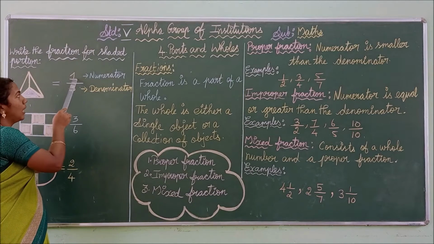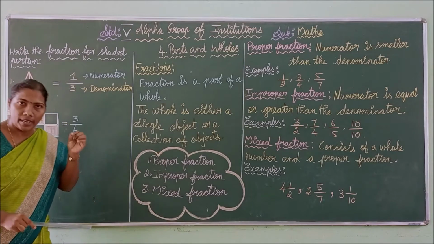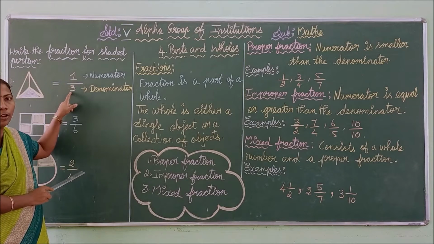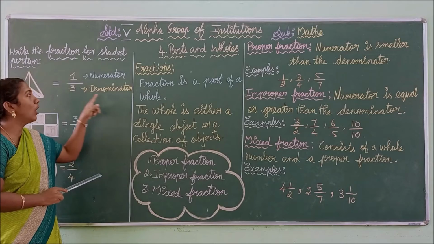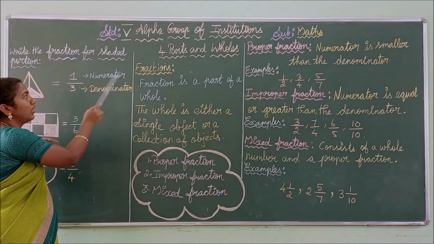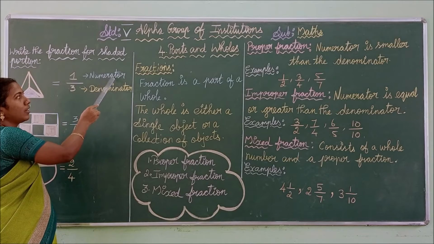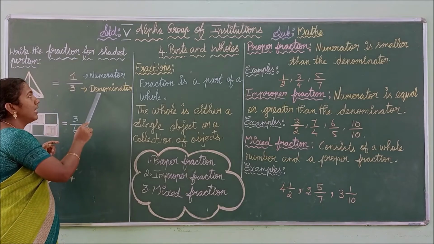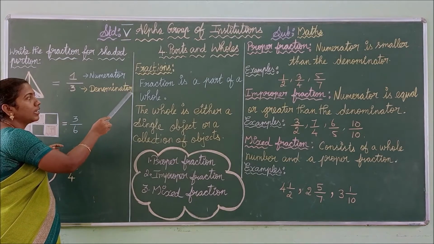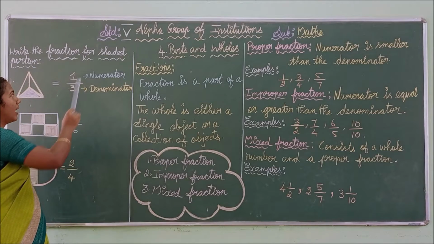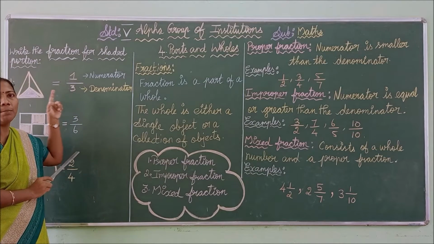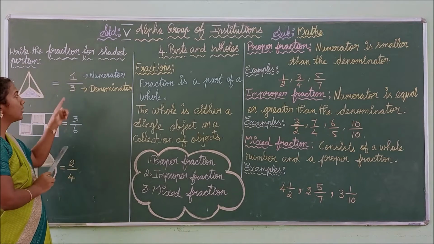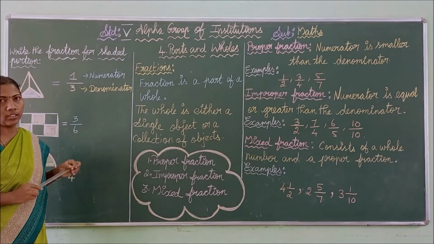You call the number in the upper part the numerator. You call the number in the bottom part, below this bar, the denominator. Also remember the spelling. What is the spelling for numerator? N-U-M-E-R-A-T-O-R. Numerator. What is the spelling for denominator? D-E-N-O-M-I-N-A-T-O-R. Denominator. So how do you read our answer? 1 by 3. This type of number is called a fraction. Do you understand, children?